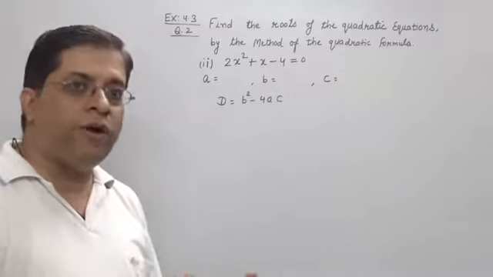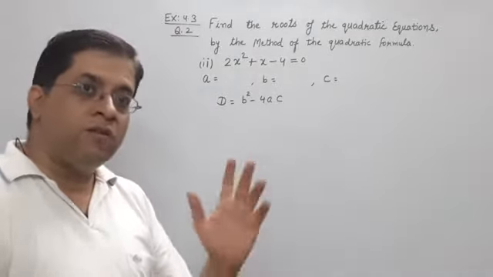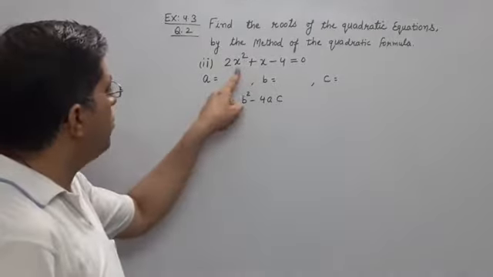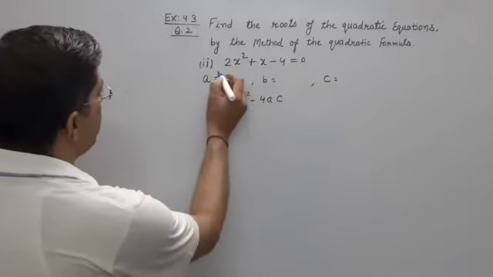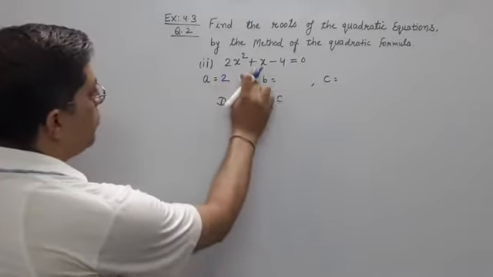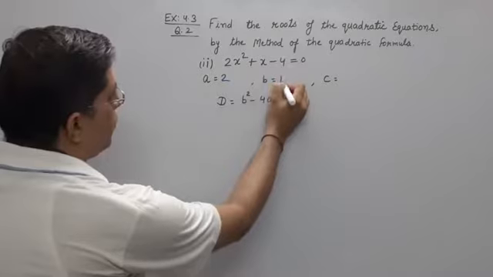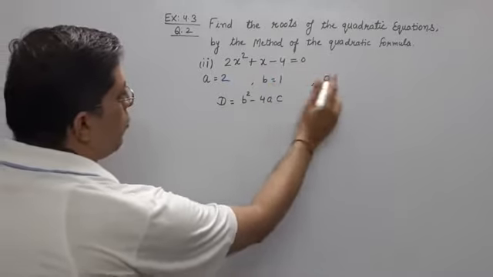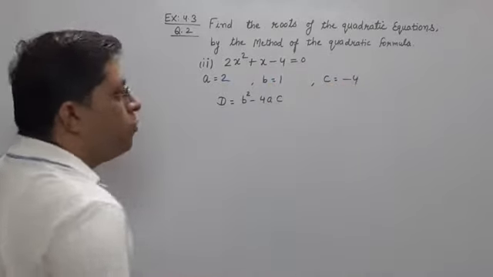The next question is 2x square plus x minus 4 equal to 0. First of all, we have to find the values of a, b and c. See here, what is a? A is your coefficient of x square, this is 2. What is b? This is the coefficient of x, this is 1. What is c? C is your constant value, this is minus 4.